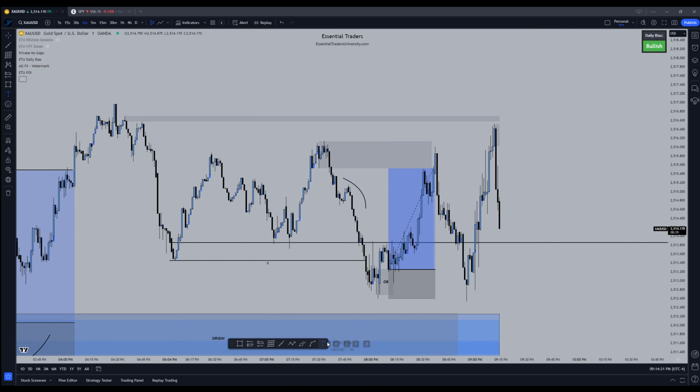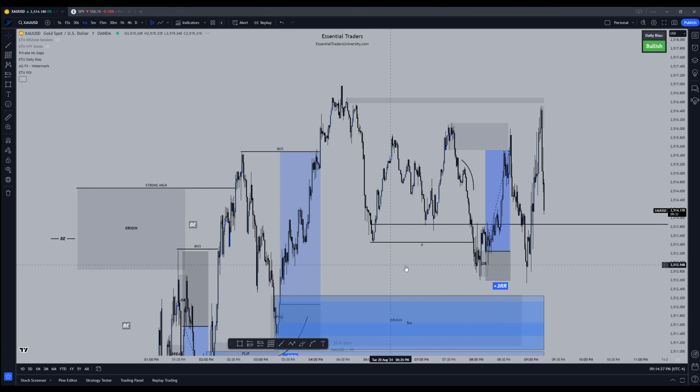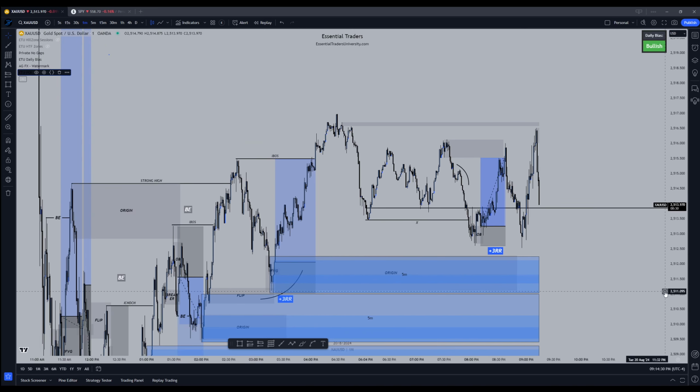So that was my trade here. I gotta label this for my journal, but 3R hit on my broker. Very, very nice trade here. What was the logic behind this trade?